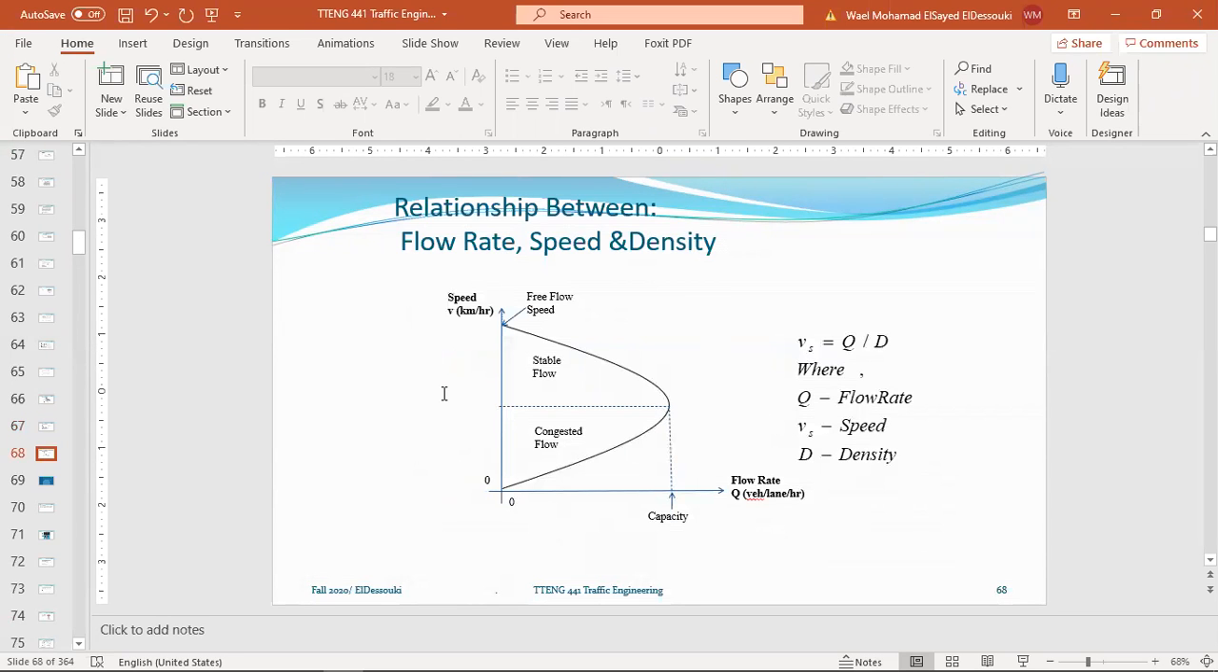Then the relation between speed and flow rate. As you can see, when the flow rate is almost zero, the speed is at maximum. It's at free flow speed. When the flow rate increases, the speed starts decreasing. Then as the flow rate starts decreasing, that goes into the congested flow condition. That's where the speed also continues to decrease until it reaches zero.